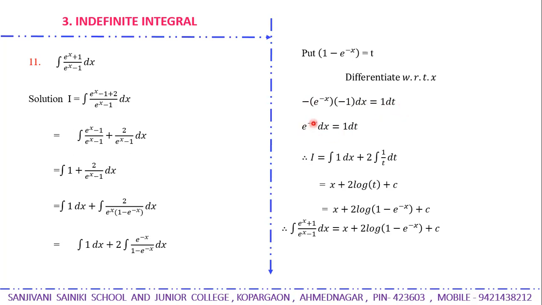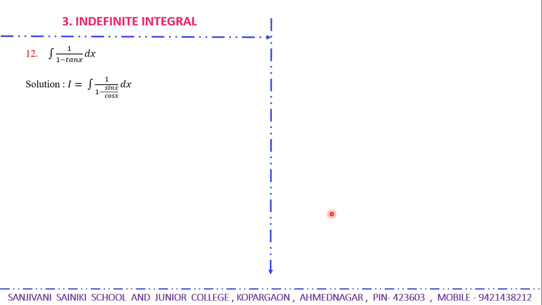So e raised to minus x dx is dt. So we will replace this numerator by only dt, and in the denominator we will get t. So the integral of 1 upon t dt is log of t. But what is t? Again, t is 1 minus e raised to minus x. So you can use the corollary or the substitution simplification method to evaluate this integral.